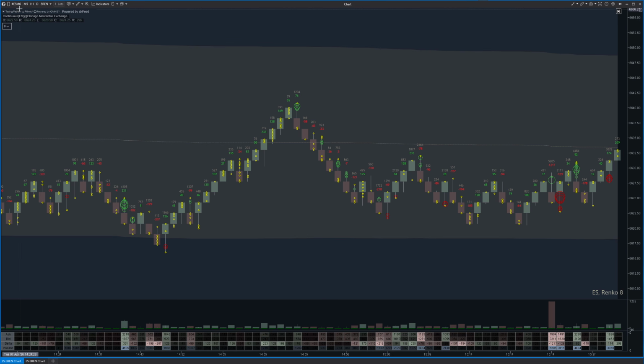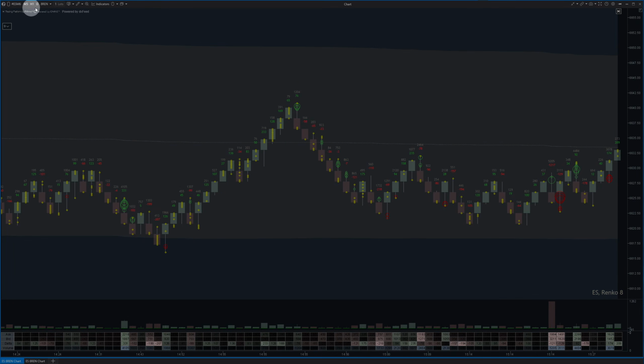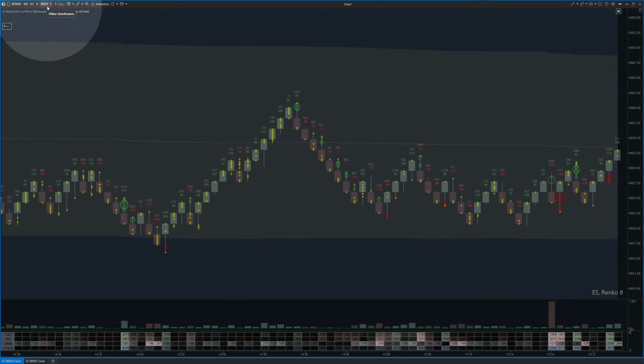This is currently the S&P 500 and Renko 8. The instrument is usually obvious. You need to use the main instrument. What I mean by main instrument is mini S&P 500, mini gold, mini crude oil. However, there's one exception, and it's NASDAQ.